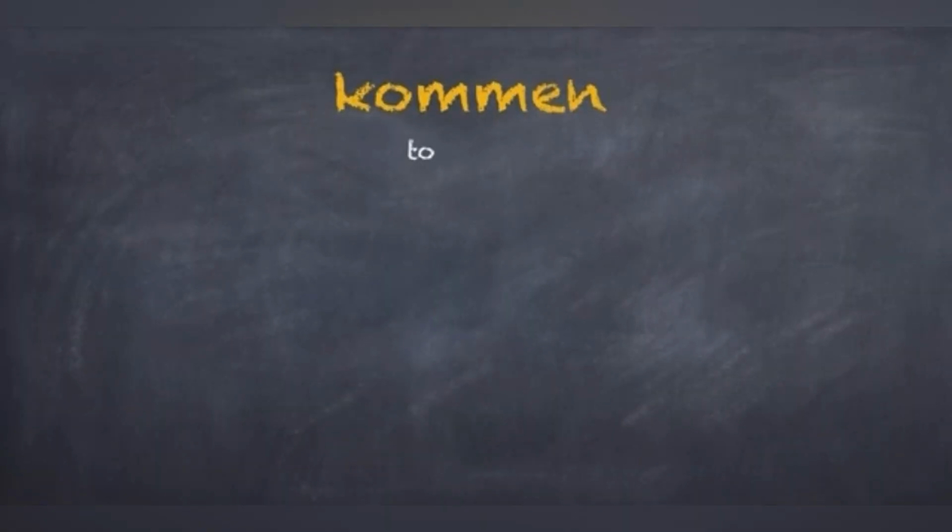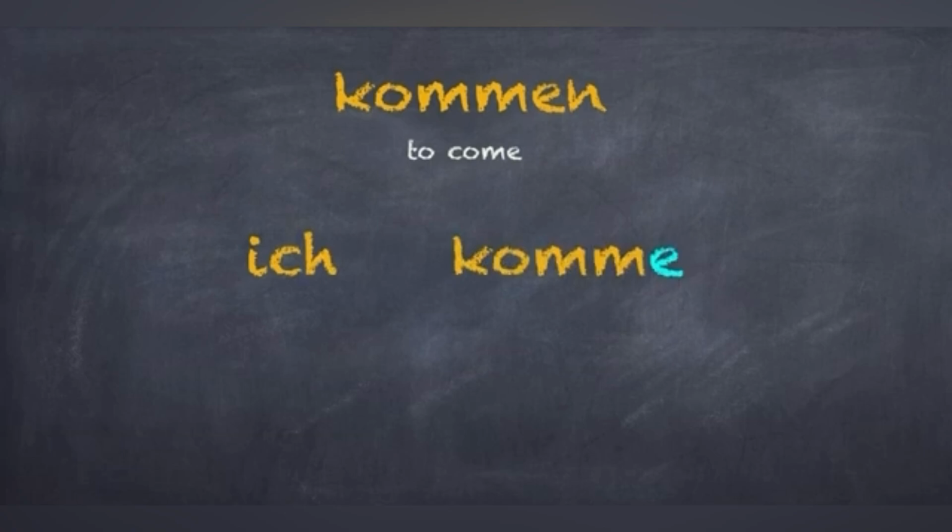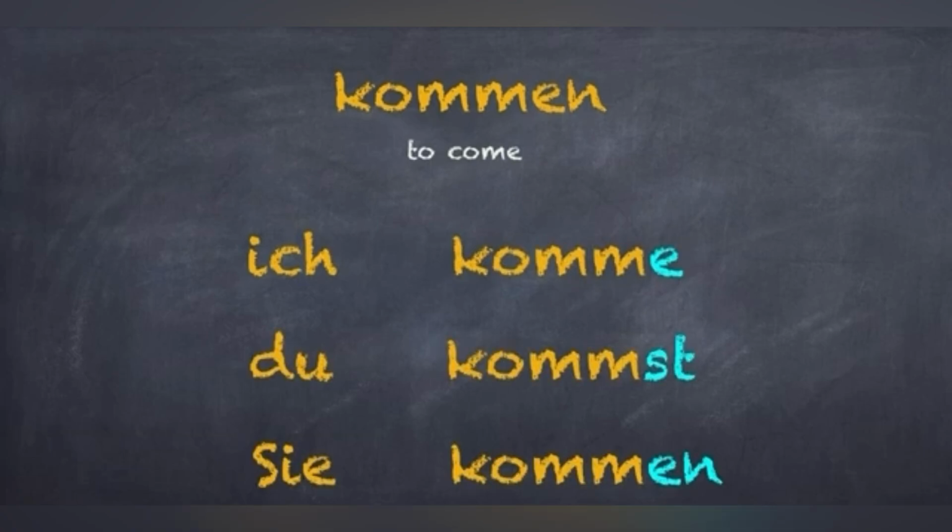Now let's look at another verb. Kommen. The infinitive form of the verb is kommen, and here's the conjugation. Ich komme, du kommst, Sie kommen. Once again, the verb ending with ich is e, with du is st, and with Sie is en. The form is the same as the infinitive form.